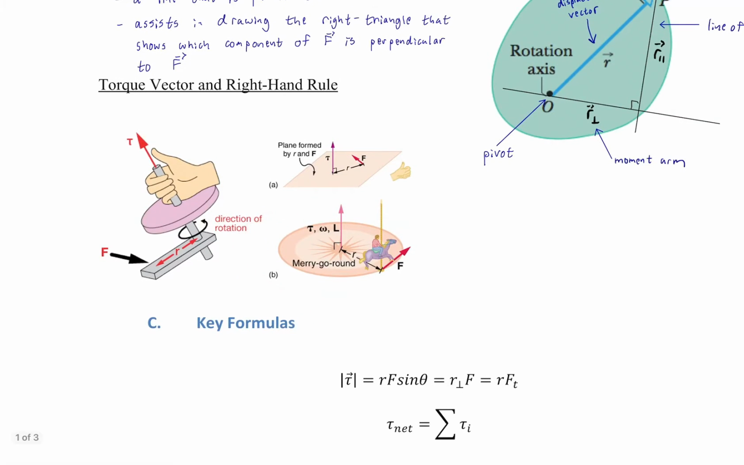This one also shows that torque points in the same direction as angular velocity, which we just revealed. And there's also something called L, which is angular momentum, and we'll find that it also points in the same direction. That's why I included this figure, because it's good to see that all three of them are parallel. It's a good reality check.